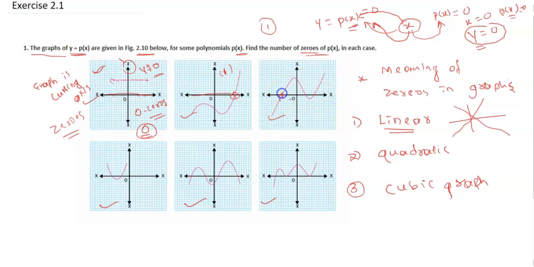See here, at this point it is cutting, and here at this point it is also cutting the second time, and this point the third point. Totally at 3 points the x axis is cut 3 times. Hence the number of zeros of this graph are 3. 1, 2, 3.